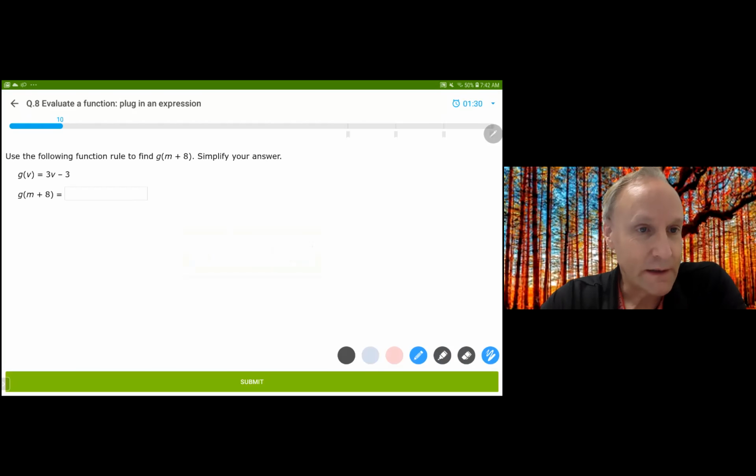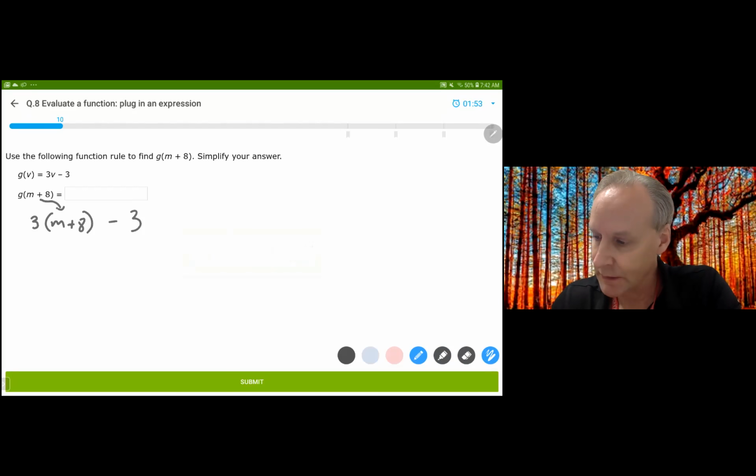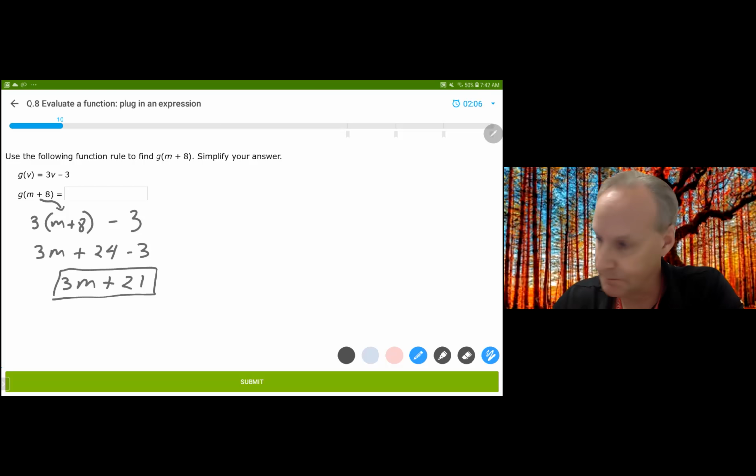All righty then. Now this time, instead of v, we're going to put m plus 8. So I'm going to put it over here so you can see it a little better. 3 times v minus 3. That's what we have. And the m plus 8 is going to be replacing the v. It's important that you distribute the 3 to both parts. So we have 3m plus 24 minus 3, which is 3m plus 21. And this is equal to g of m plus 8.